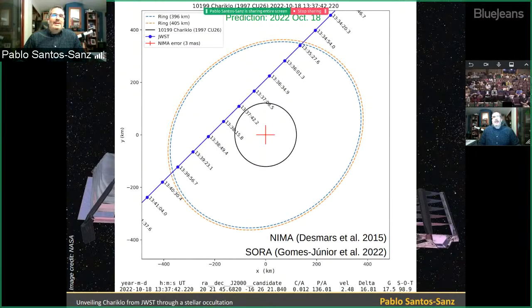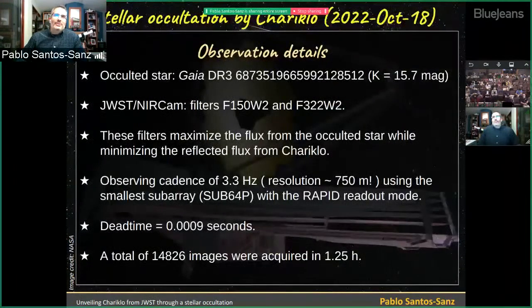Here I show you the observation details of this occultation. You have there the Gaia DR3 ID of the occulted star. Also, we used NIRCam and these two filters at 1.5 and 3.2 microns. The idea is, with these filters, to maximize the flux from the occulted star while minimizing the reflected flux from Chariklo itself.